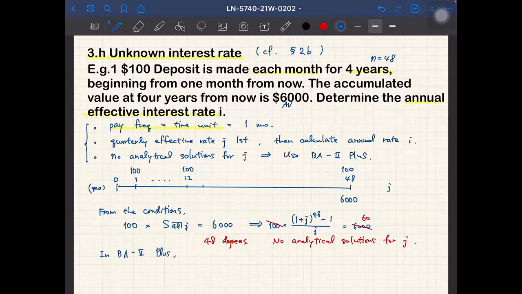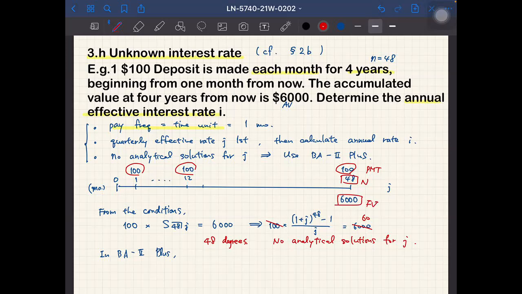So in BA II Plus, you can input this information. This 100, 100, 100 is the payment, and this 48 is N. The interest rate is what we want to calculate. And this accumulated value is noted as the future value here.